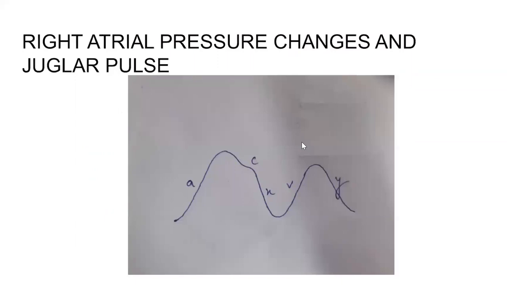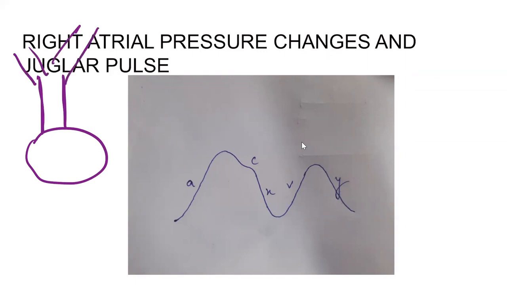Now, right atrial pressure changes in jugular pulse. So, definitely we should know how jugular waveform is formed. This is suppose right atrium in which SVC is draining. Okay? And SVC is formed by subclavian and jugular. So, since jugular vein is in direct continuation of RA, the jugular pulse pressure changes are actually RA pressure change.